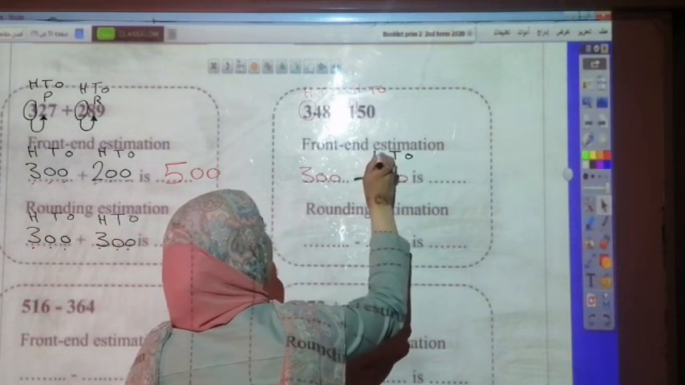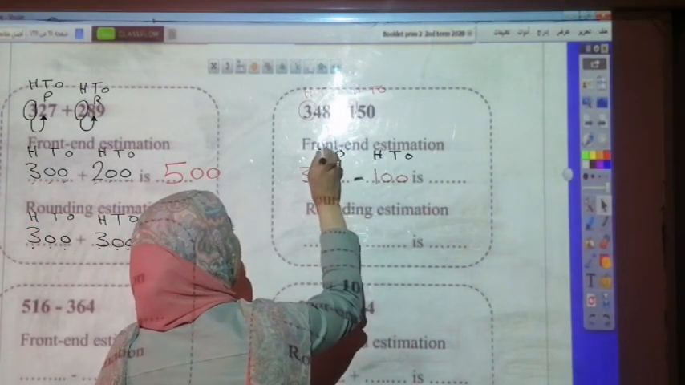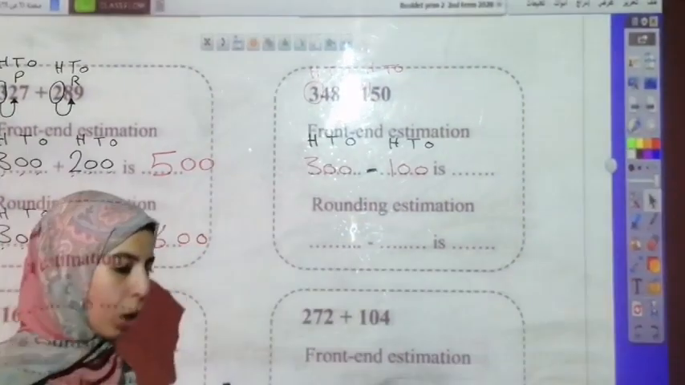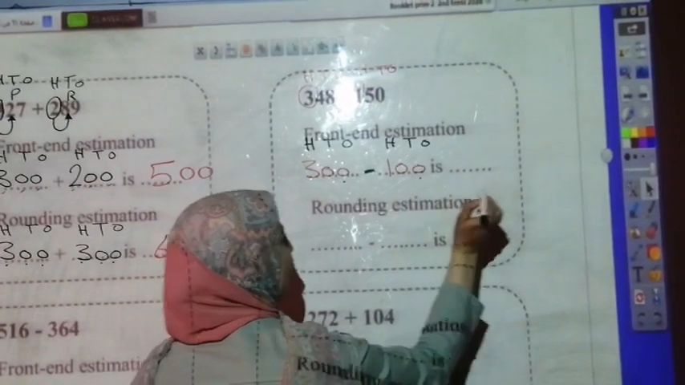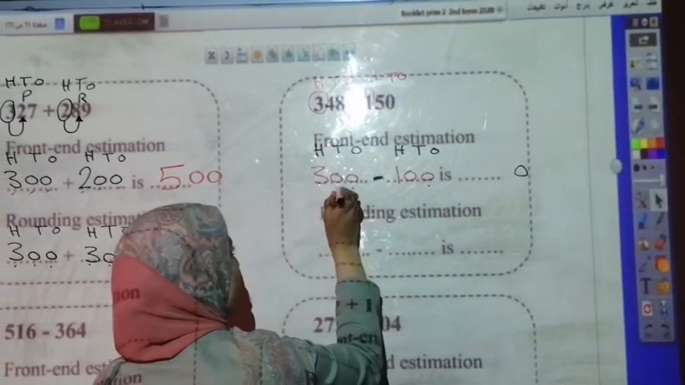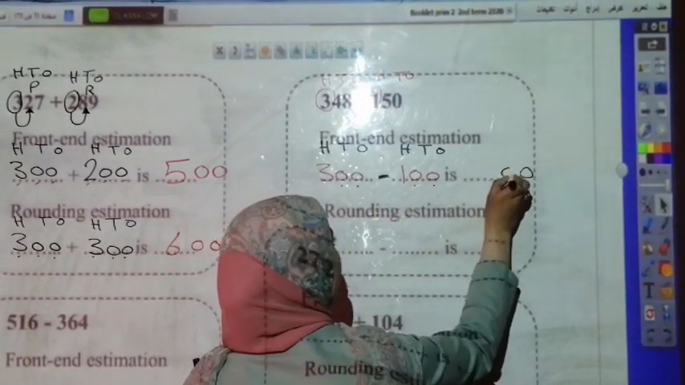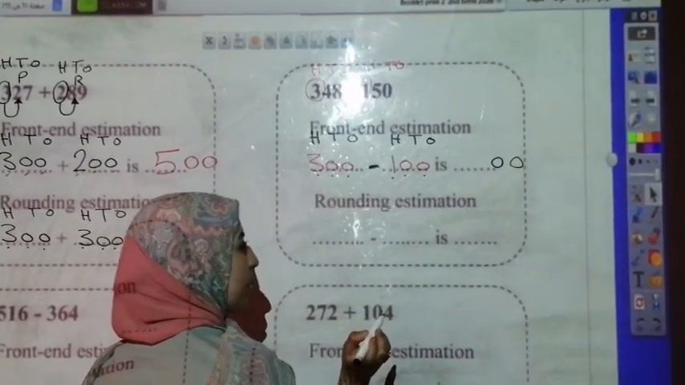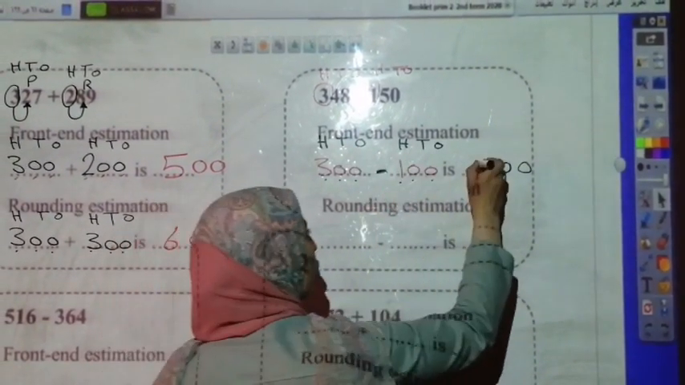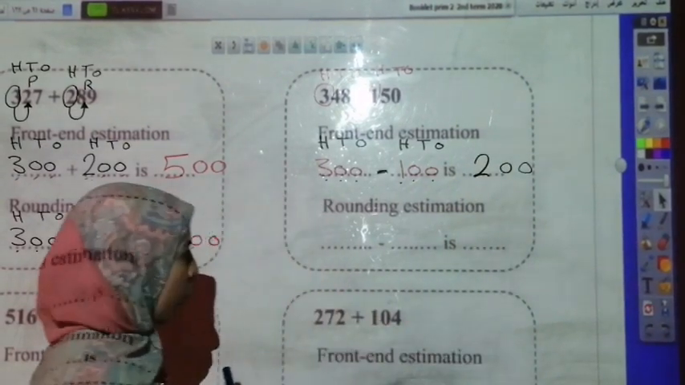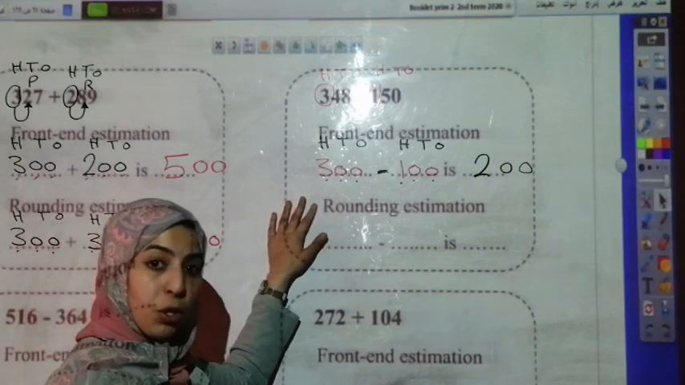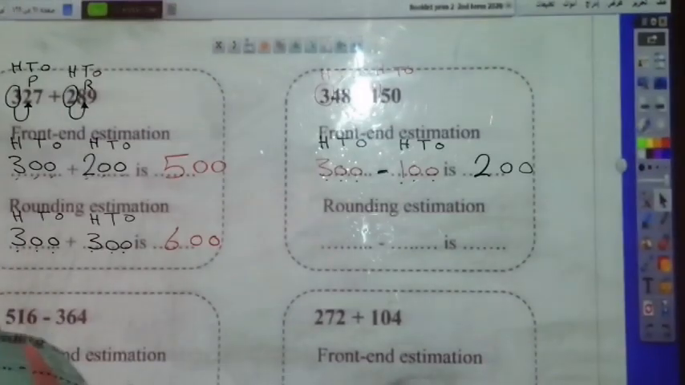Ones, tens, hundreds, and ones, tens, hundreds. In plus and minus we start from ones. 0 minus 0 equals 0. Then tens with tens. 0 minus 0 equals 0. Then hundreds with hundreds. 3 minus 2 equals, after 1, 2, 3, 200. And now I will solve the subtraction operation with the rounding estimation strategy.